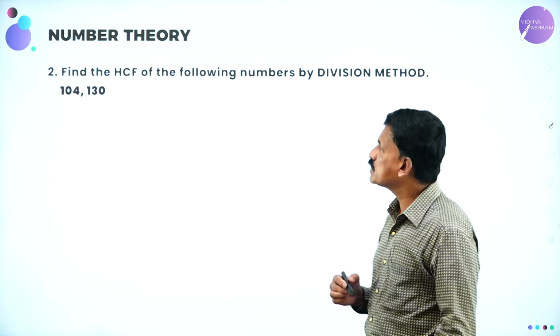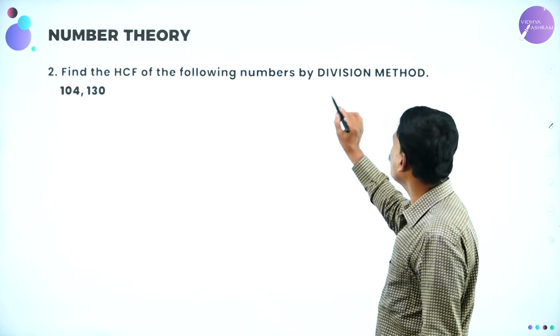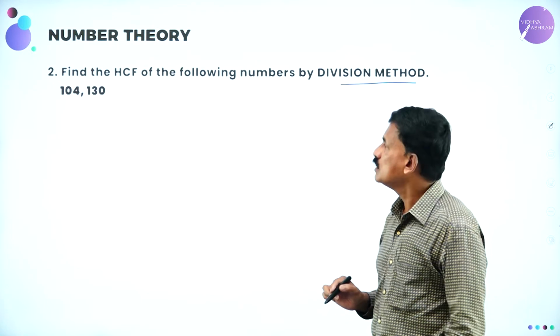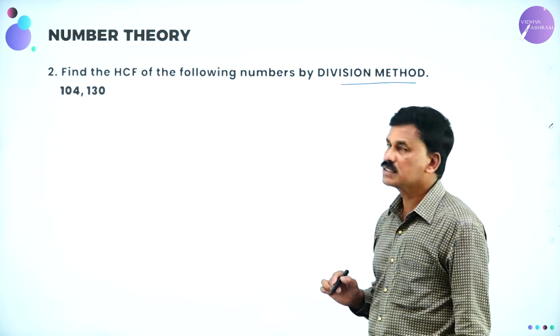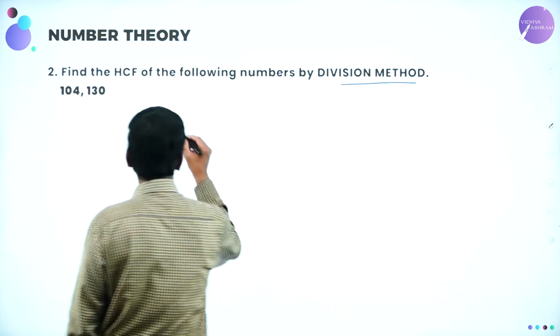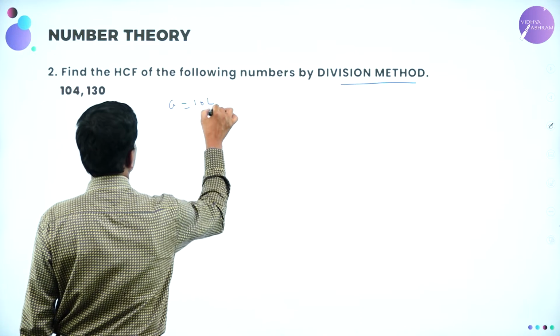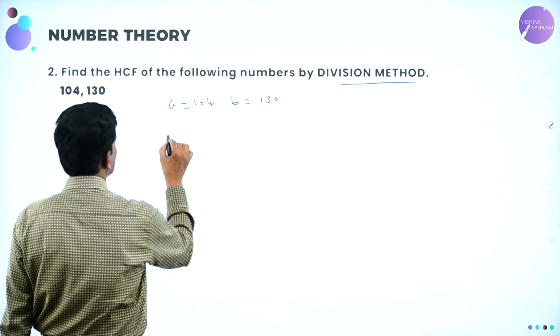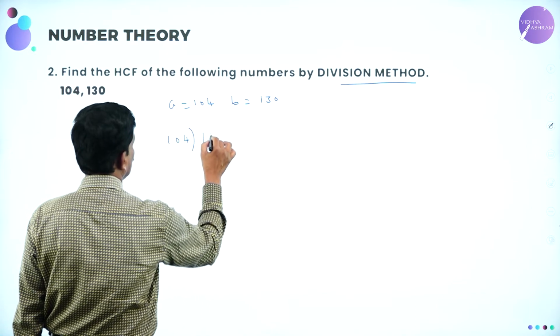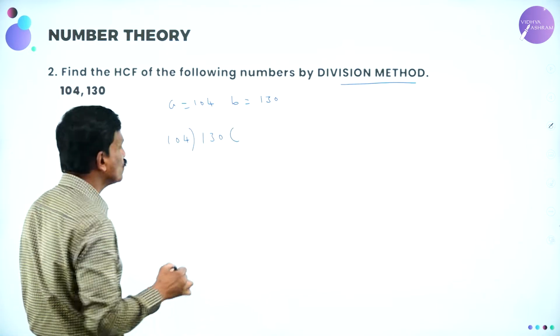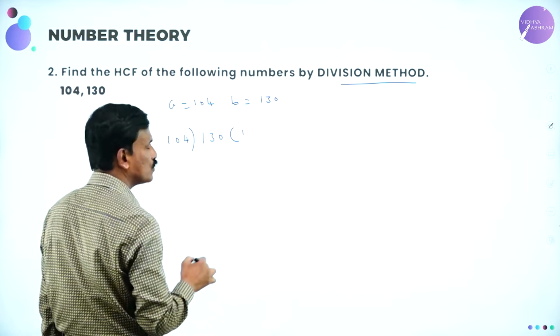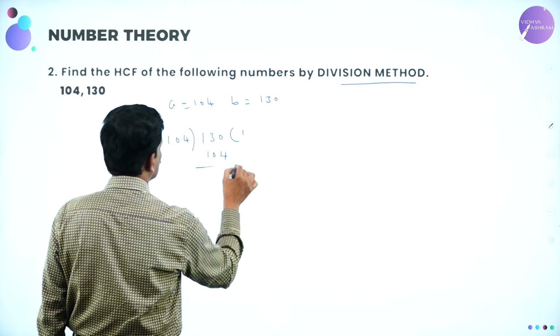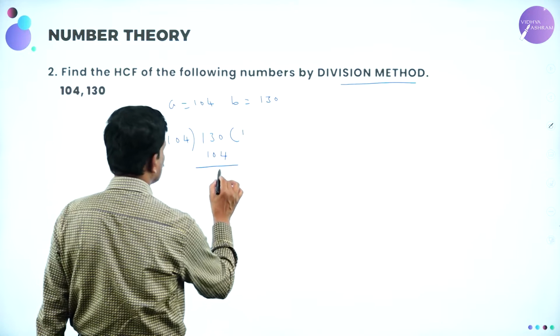Now, let us come to the next problem. Find the HCF of the following numbers by division method: 104 and 130. Let A be 104 and B be 130. Let us divide 130 by 104. 104 into 1 is 104. So, 130 minus 104 is 26.